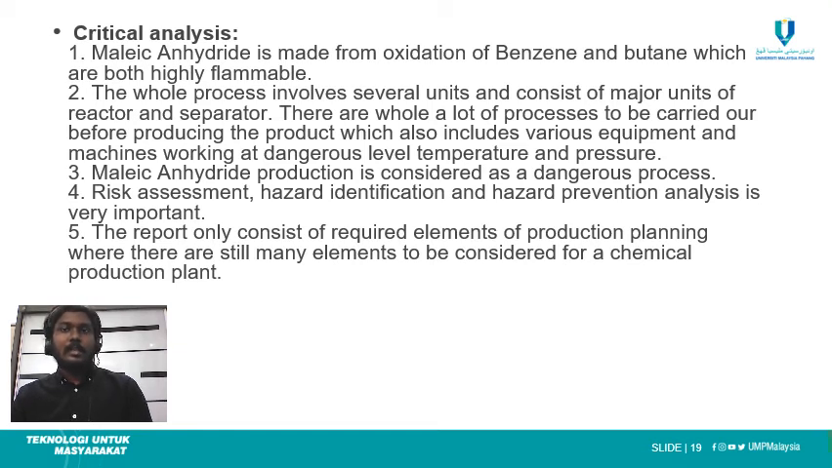This maleic anhydride production is considered a dangerous process, so risk assessment, hazard identification, and hazard prevention procedures are very crucial members of the planning. The report is made up of the required elements of the production planning as per the rubrics, but there are still many elements that must be considered for a chemical production plant.